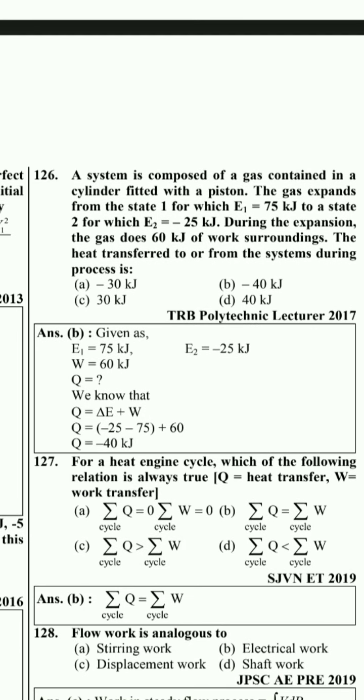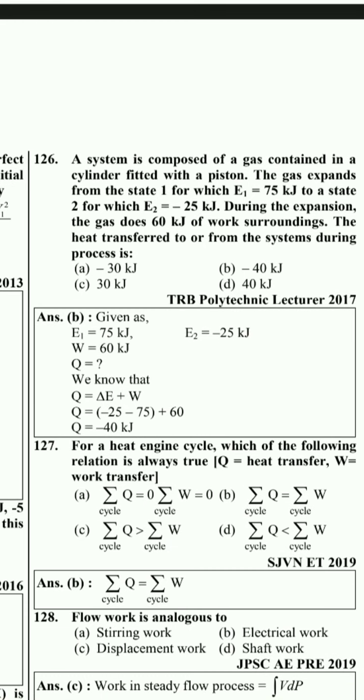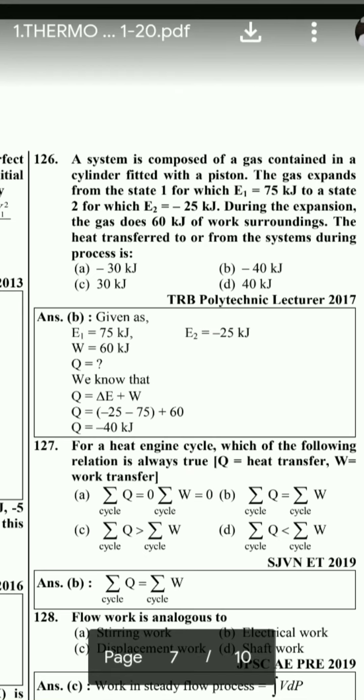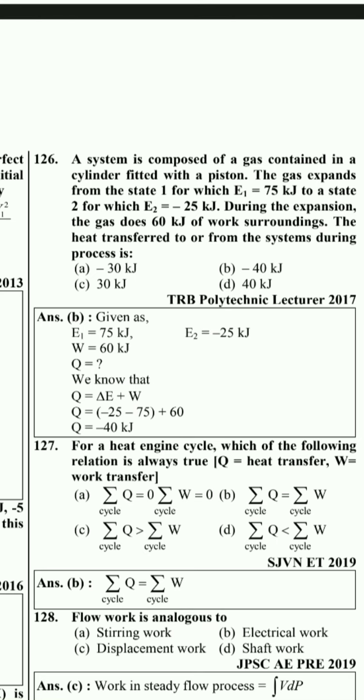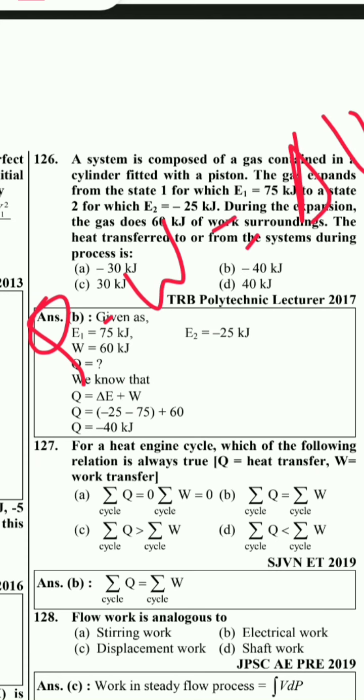Then question number 126: a system is composed of gas contained in a cylinder fitted with a piston. The gas expands from state 1, for which the internal energy equals 75 kilojoule, to state 2, for which the internal energy is minus 25 kilojoule. During the expansion, the gas does 60 kilojoule of work on the surroundings, so it is positive. The heat transfer to or from the system during the process is asked. Okay, so here you have to use the formula Q minus W equals delta U. Here we have to find out Q.